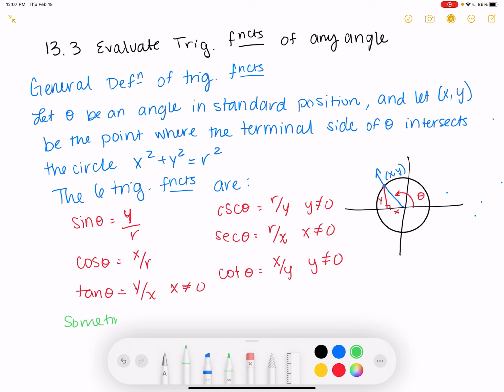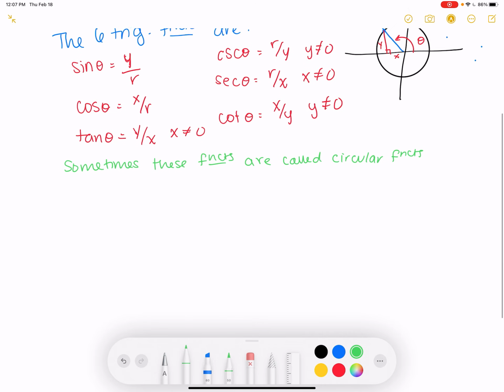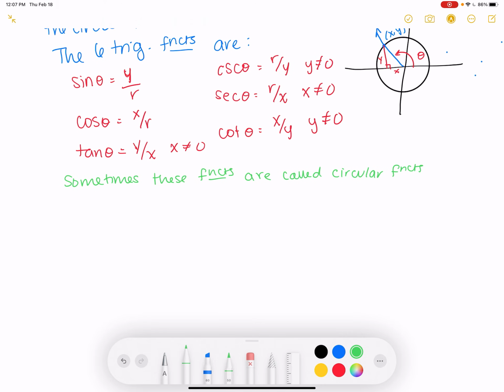Sometimes these functions are called circular functions. Okay, so that's just some general stuff you need to know. Basically, a lot of this section you'll be given a point on the terminal side, and you have to find the trig functions based on the given point on the graph. So hopefully you all know how to graph a point, because that's very important.